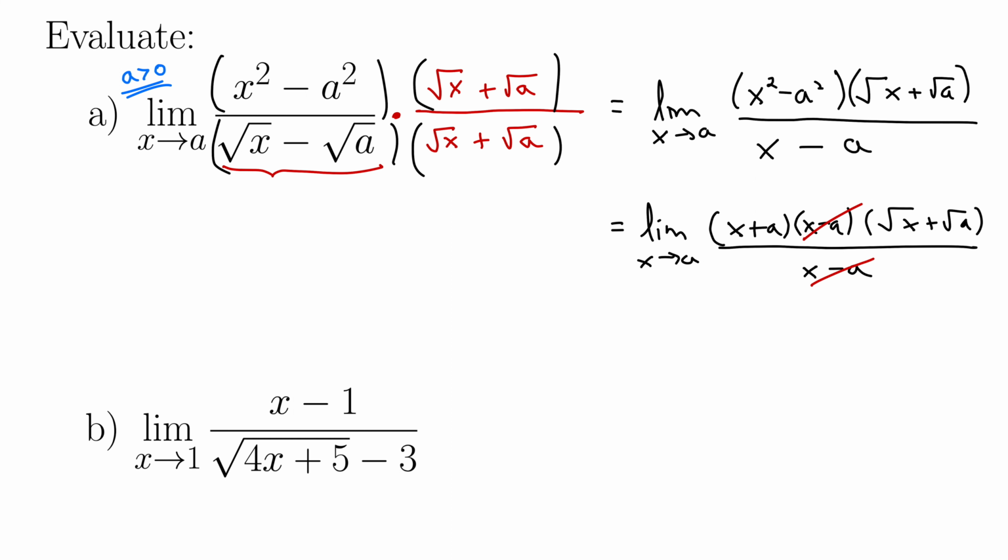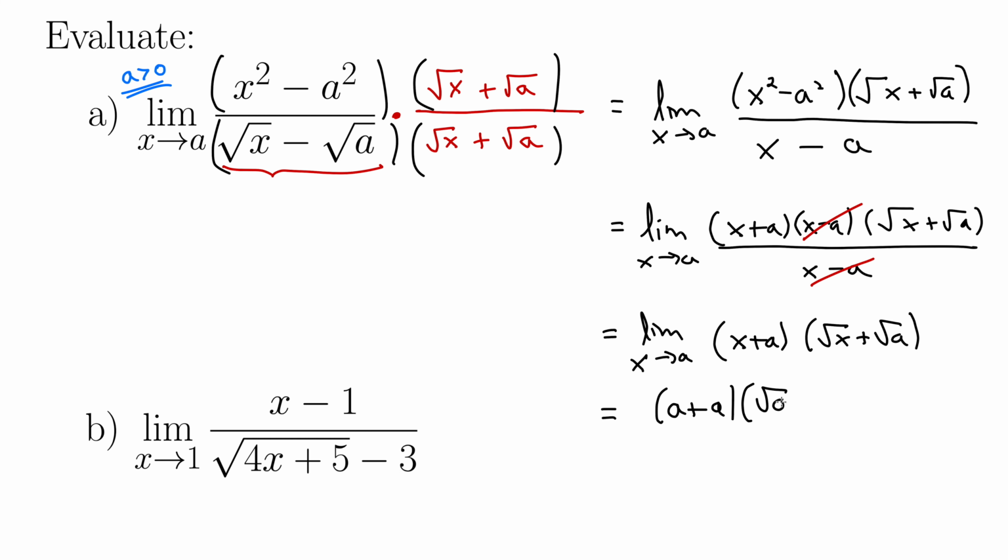Okay, this leaves us with the limit as x goes to a of something a little bit nicer. We have x plus a times square root of x plus square root of a. And now let's see what happens if we just plug in a for x. We certainly won't get 0 over 0 anymore. Instead we get, okay, so we have a plus a times the square root of a plus the square root of a. Simplify this down, we get 2a times 2 square root of a.